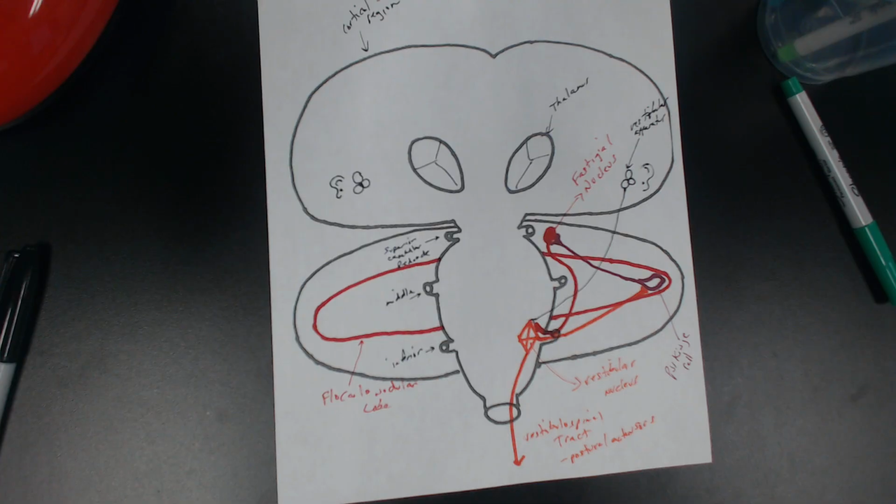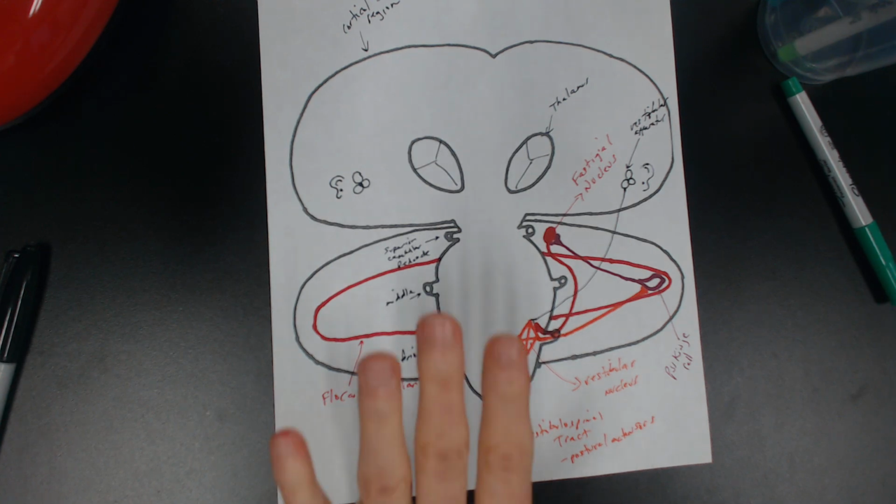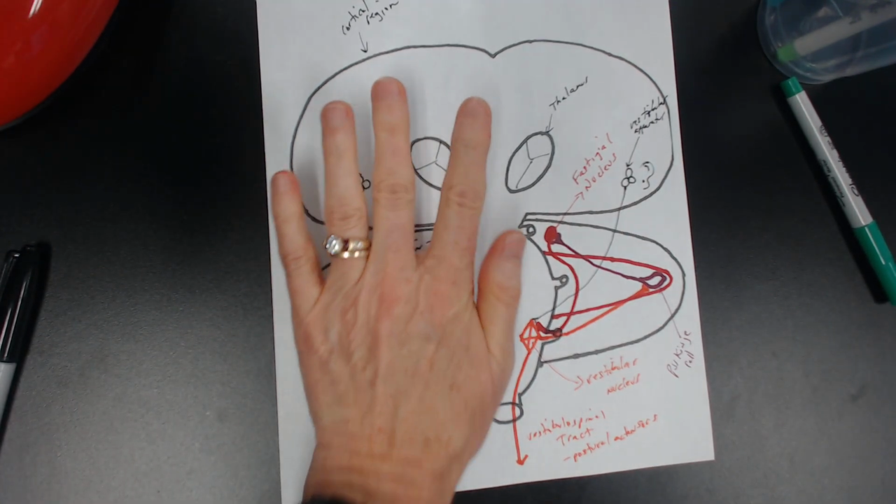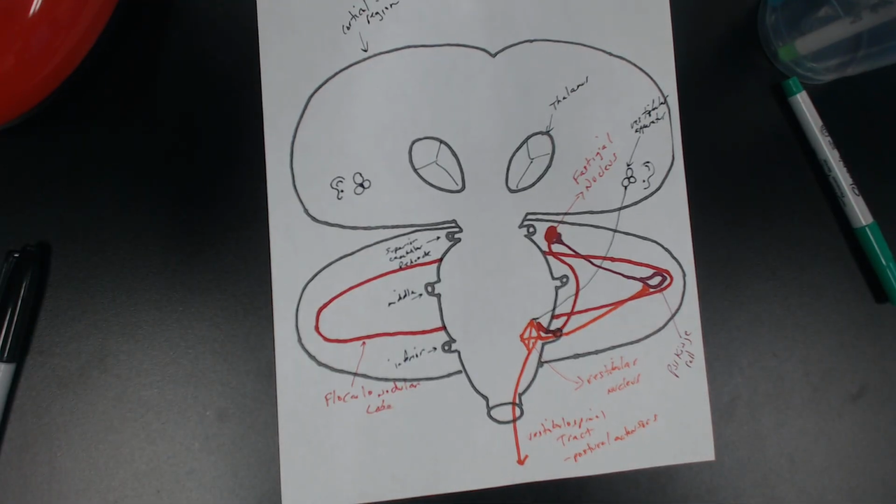Yep. Is the vestibular nucleus bilateral? Mm-hmm. Yep, the whole thing's bilateral. I'm just choosing to make it really simple. I'm doing most of my labeling on this side and then my drawing over here. Okay, so that. Good. Questions?